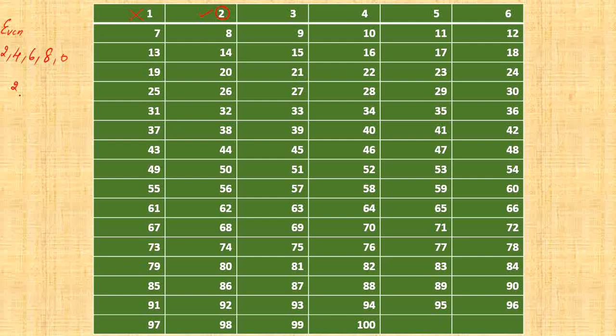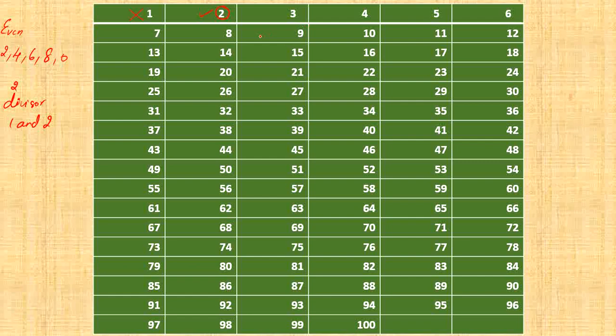2 whose divisors are 1 and itself. So 2 is a prime number. The same way you can check 4. 4 is an even number, but 4 has the divisors 1, 4, 2. So it's not a prime number.